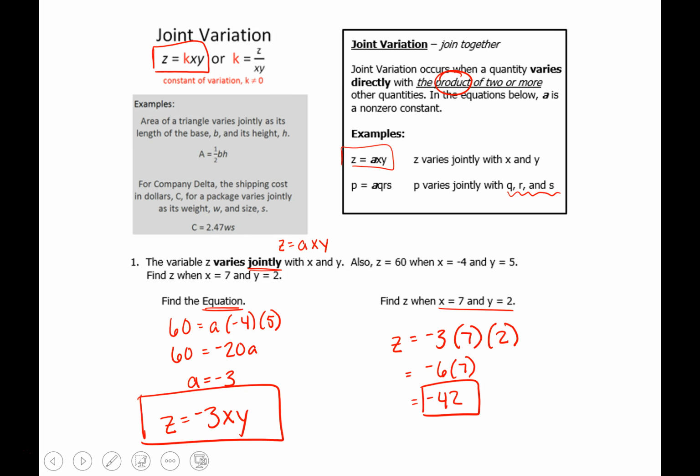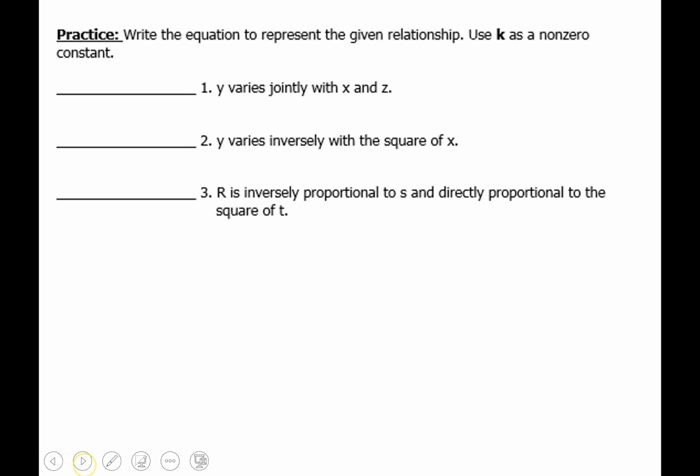All right, the last thing that I'd like to do is a little bit of practice with this first step where you're figuring out the formula, because once you have the formula, it's just a matter of plugging in values, finding your constant, rewriting your equation, and then plugging in some new values and doing some substituting. I think the hardest part is figuring out what the formula looks like, because sometimes it's going to be a little different. So let's look at a few practice problems, and this time our directions say that we're going to use k as the non-zero constant. So where that a is in the notes, I'm going to use a k this time.